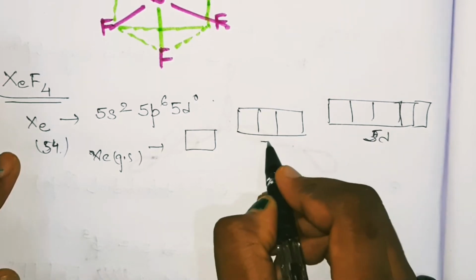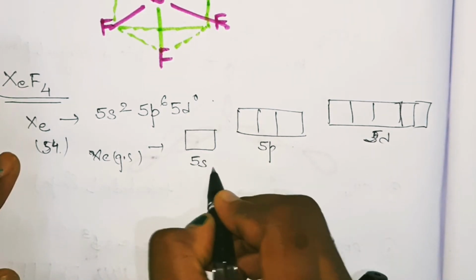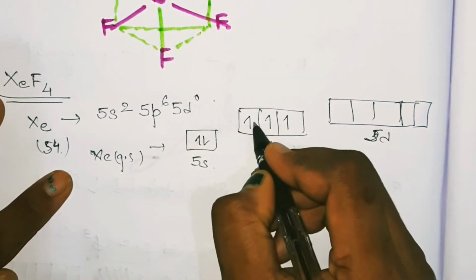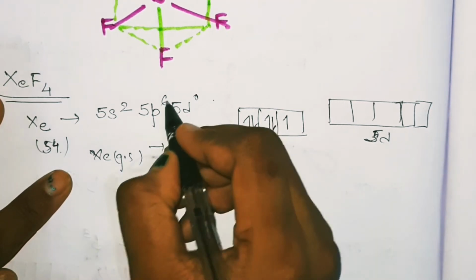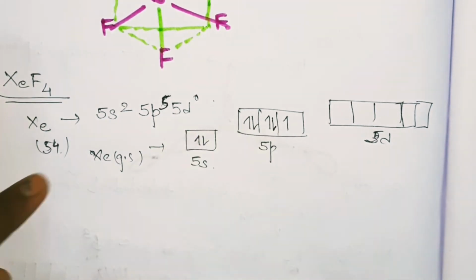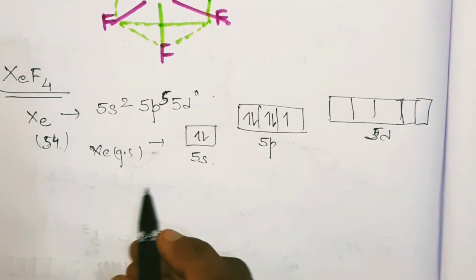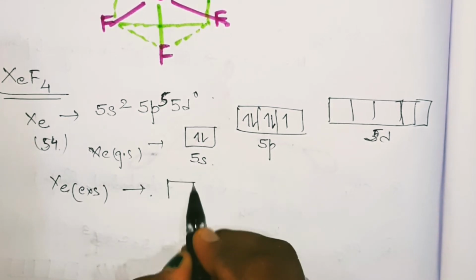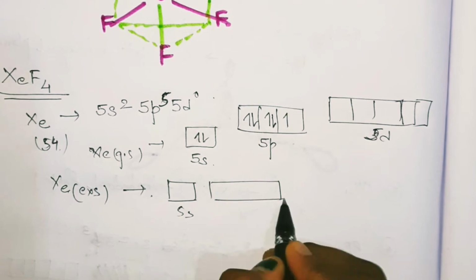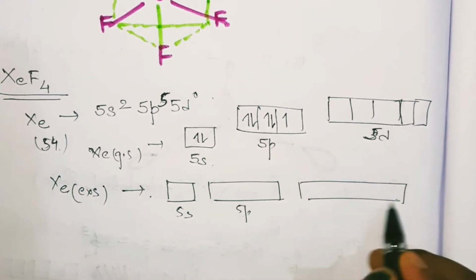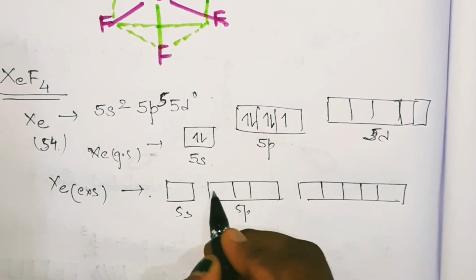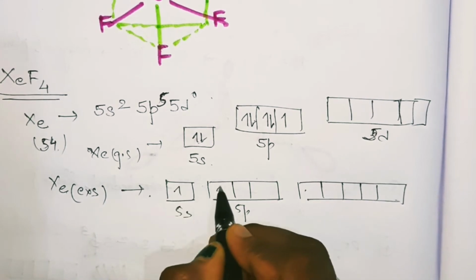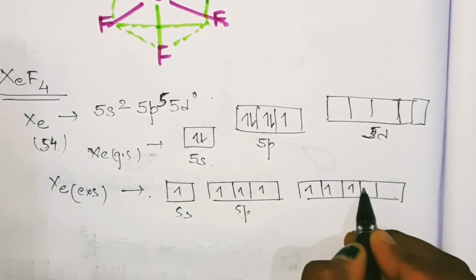Sorry, we'll go for 5d. This is your 5p and this is your 5s. Okay, how many electrons are there? Here 2, here 6. Now what happens in the excited state of xenon? This is again your 5s, then your 5p, and then your 5d. So these electrons will move to the 5d orbital, 1 2 3 4 5 6 7.